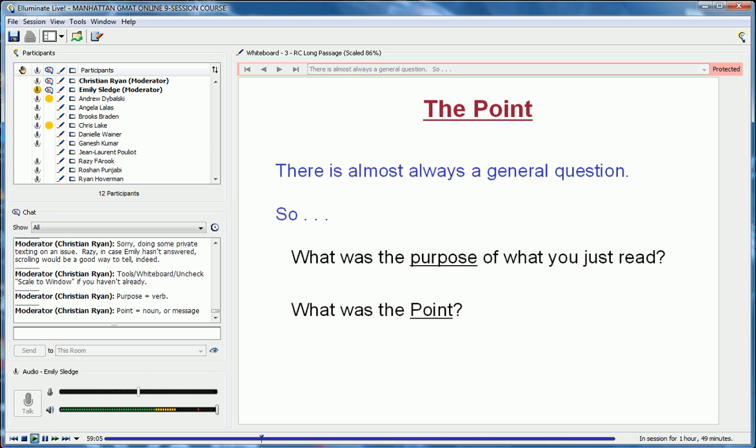This is great. I'm going to start summarizing some of this up on the board. I'm getting lots of purposes suggested to us. So I'll put that up. I'm still missing some points. So what do you think was the point? Type that in if you haven't already.